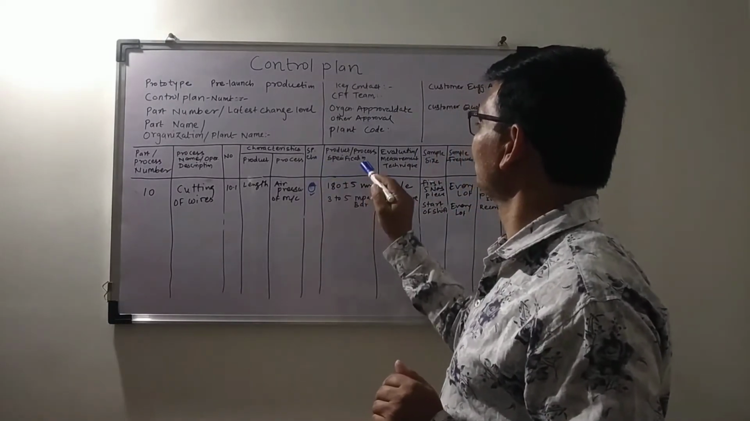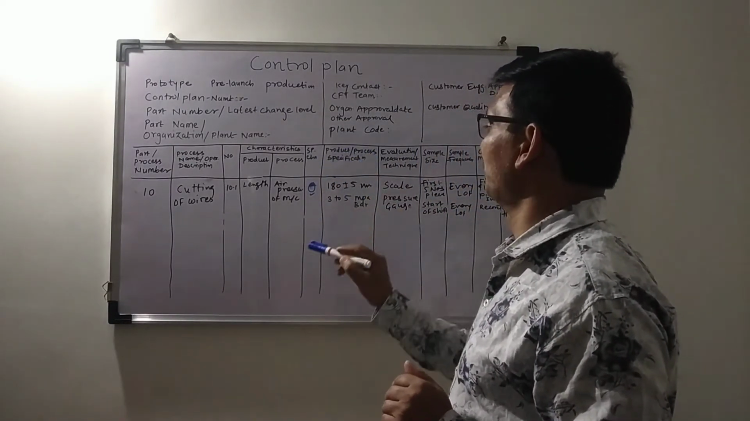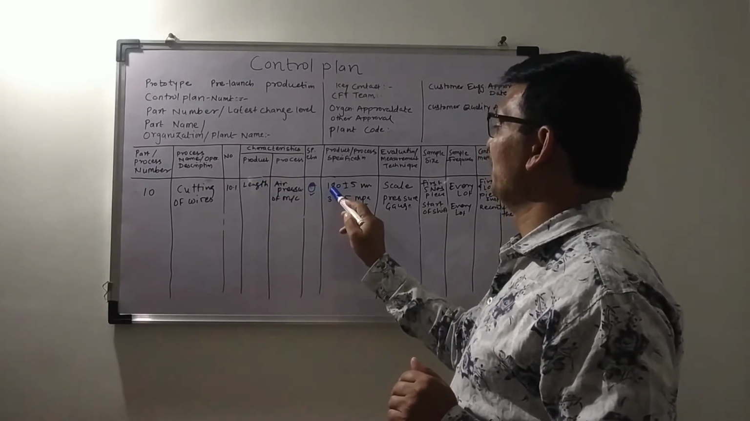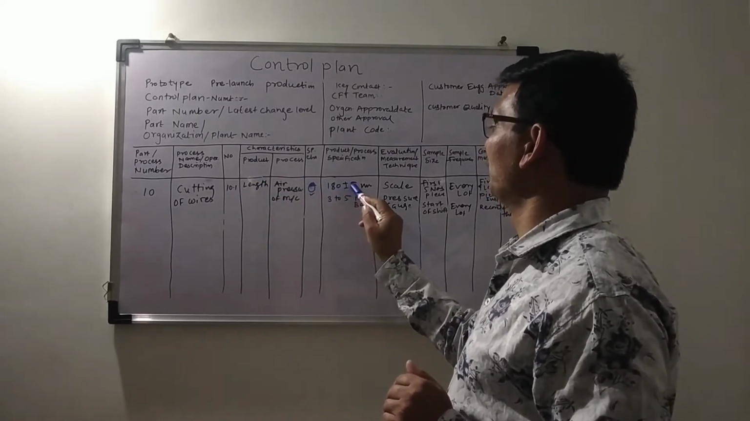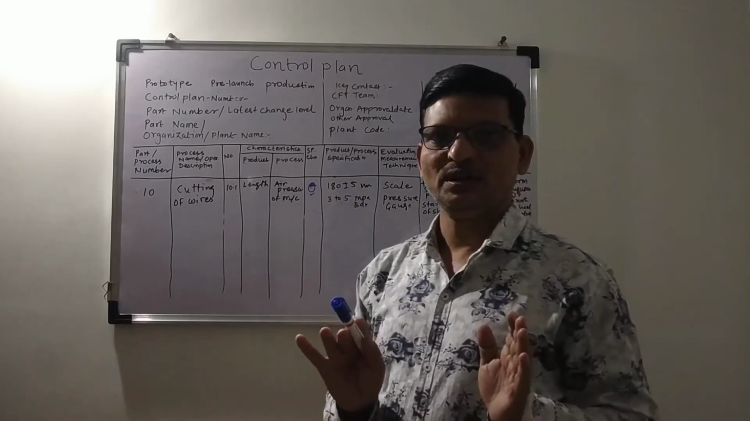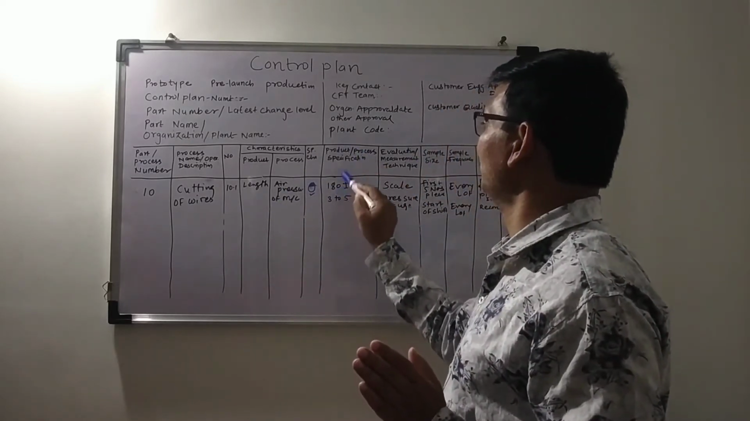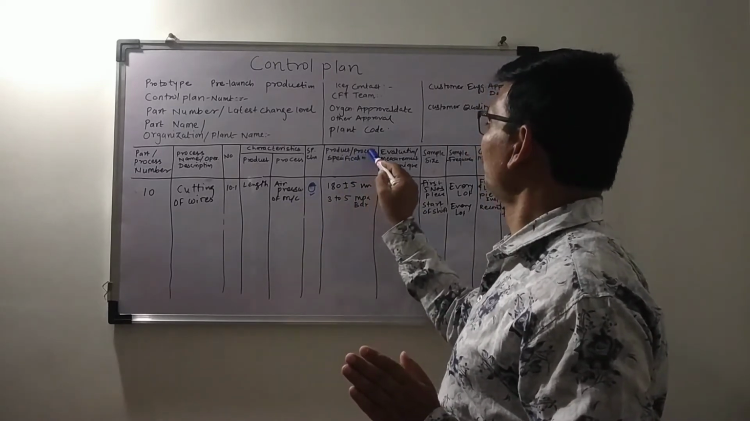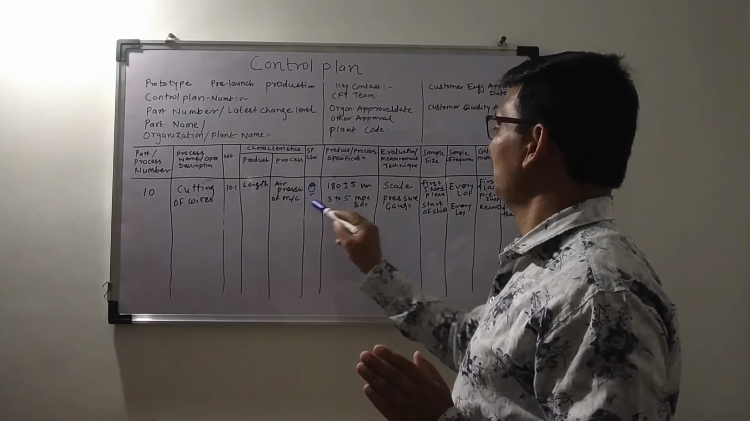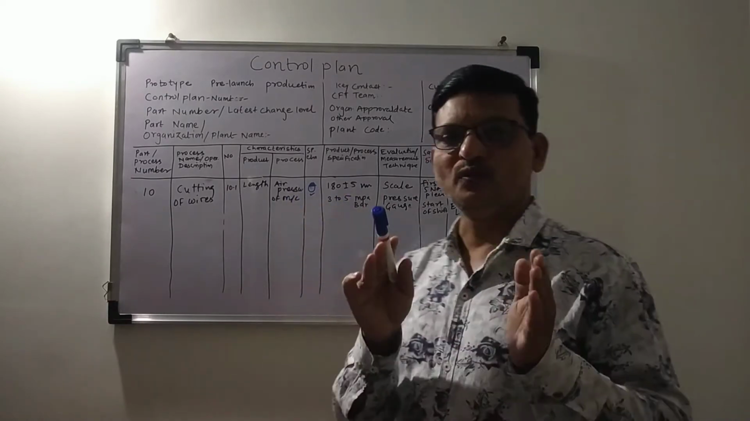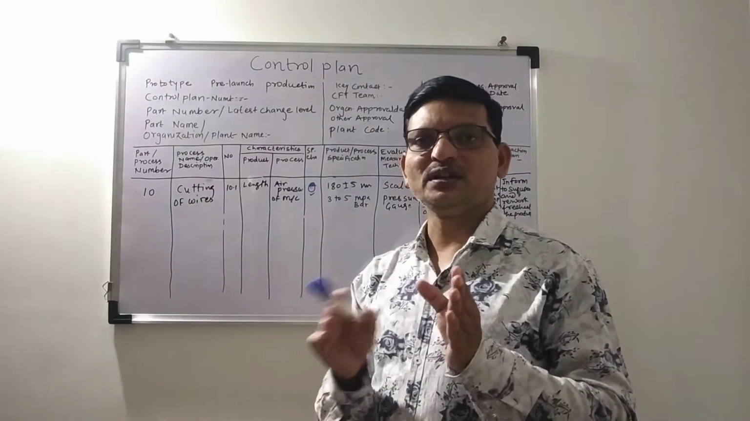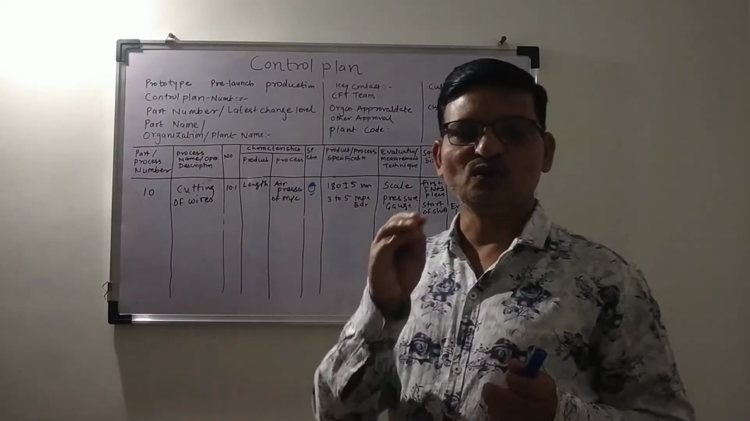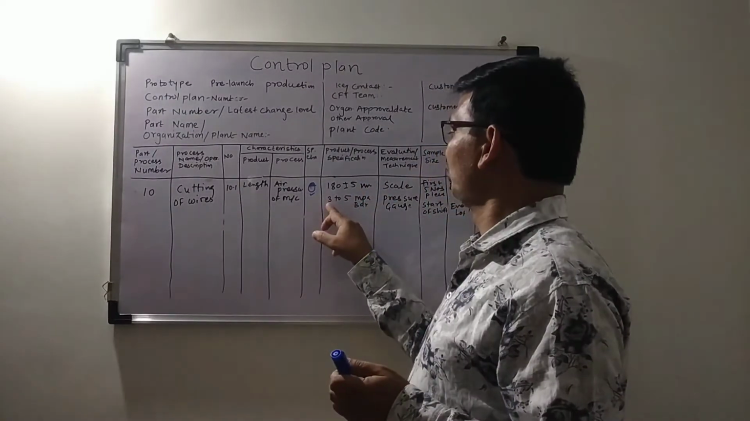After the special characteristic, product or process specification. For the product length, we mention that we require 180 plus minus 5 mm length. So that length will be mentioned in the product and process specification. After that, in the process specification, there is air pressure. So we require machine air pressure. We all know that air pressure is measured in bar. So air pressure is mentioned as 3 to 5 bar.